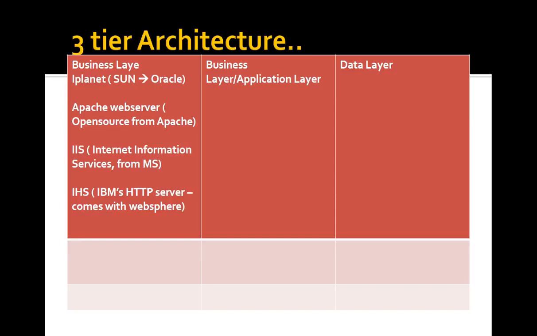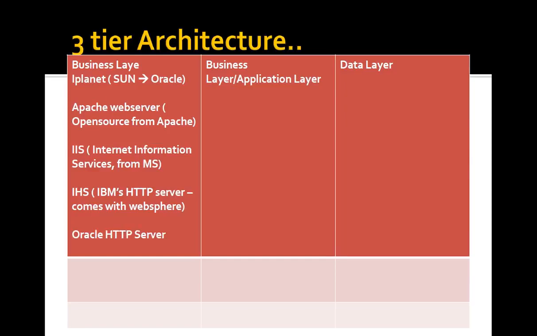IHS is from IBM. It's called IBM's HTTP Server, that's why it's called IHS. Alright, so here it comes with WebSphere, and then you got Oracle HTTP Server. This is OHS. This is what you will see with all the Fusion Middleware nowadays.